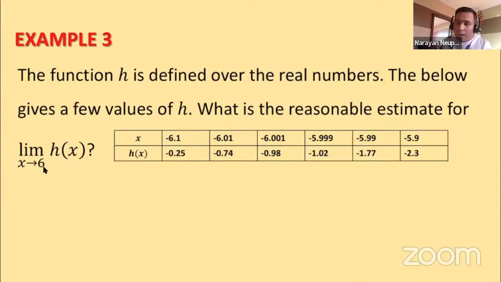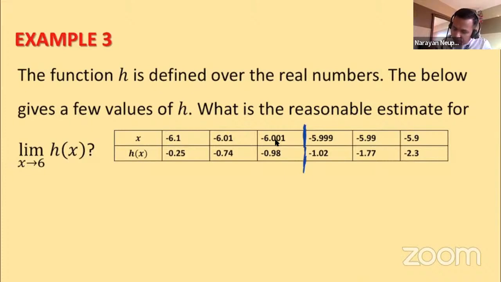So here we want to find the limit as x approaches 6. You can see x is 6.1, 6.01, 6.001. So when you go from here all the way up to there, what we see is the value of x is decreasing and approaching closer and closer to 6.